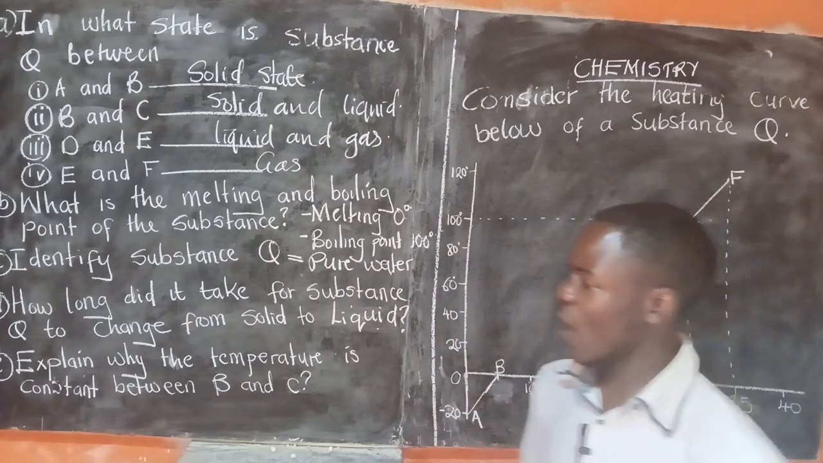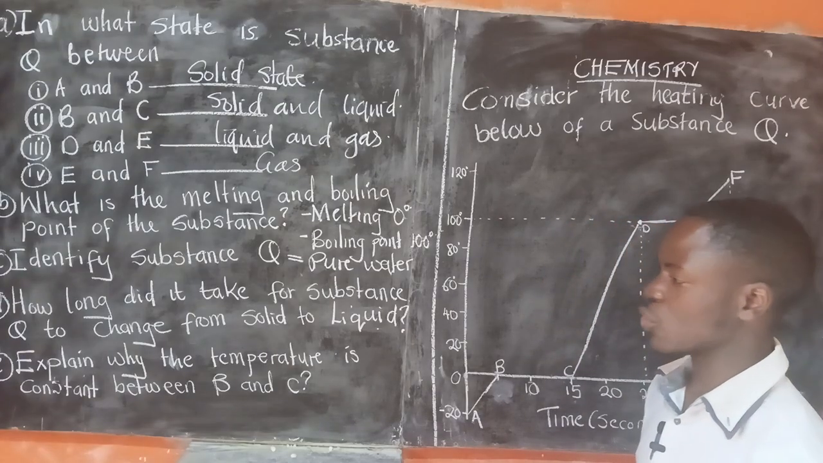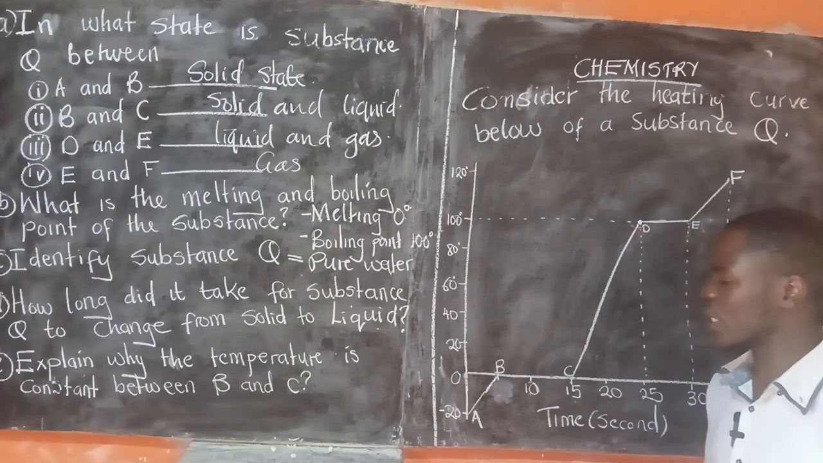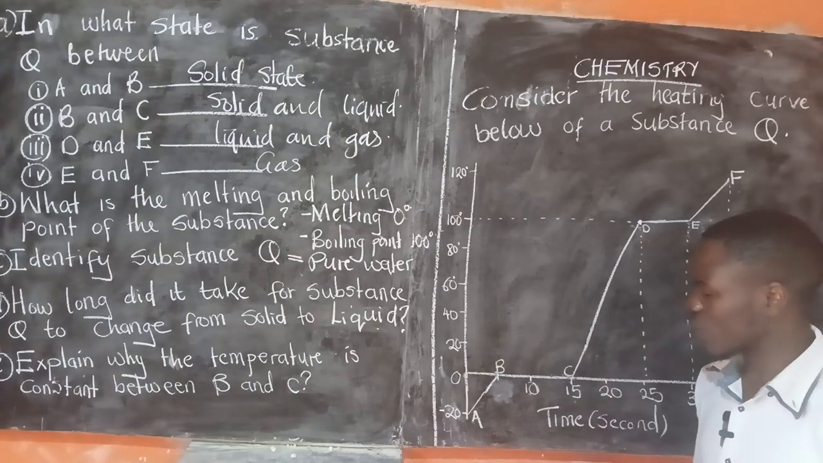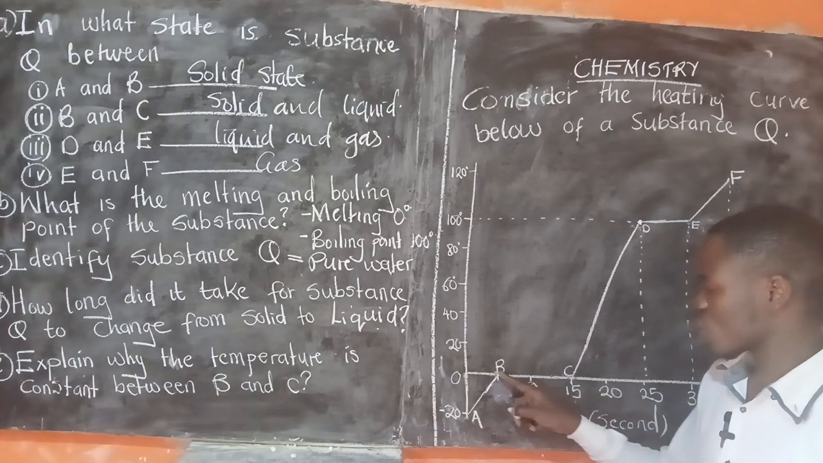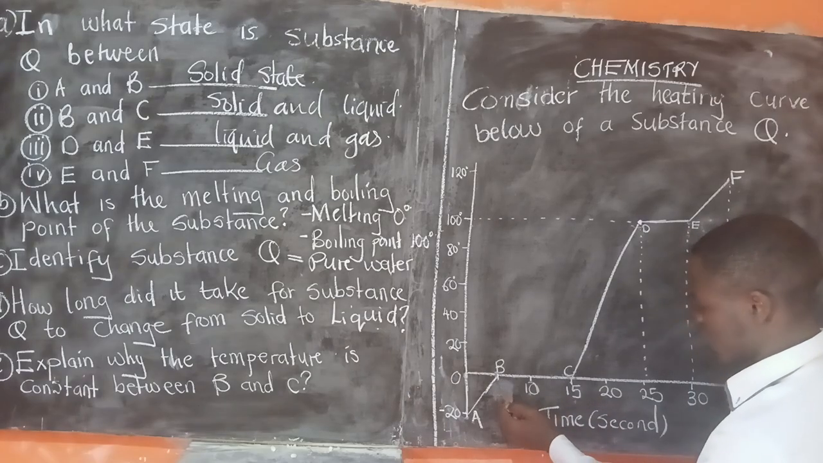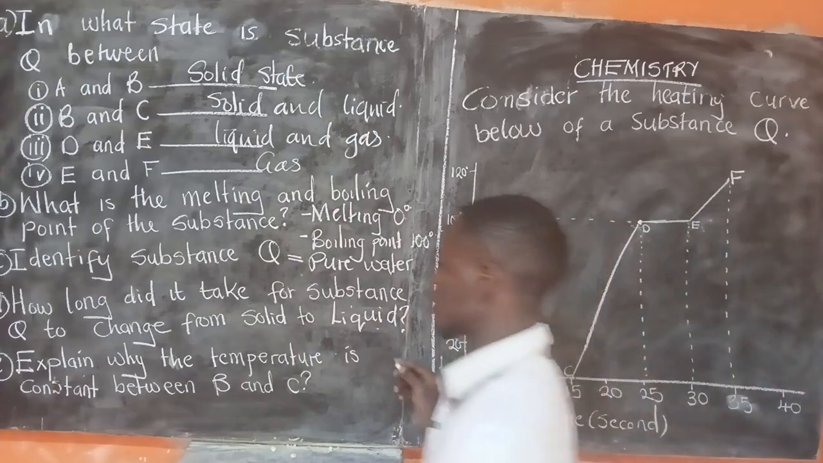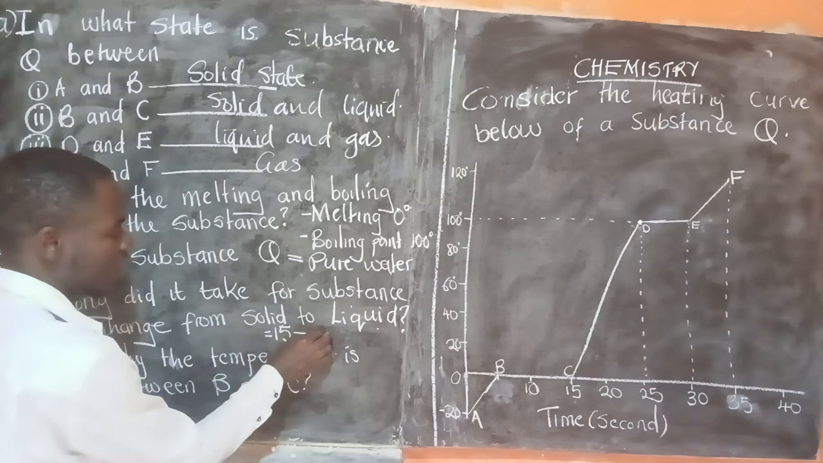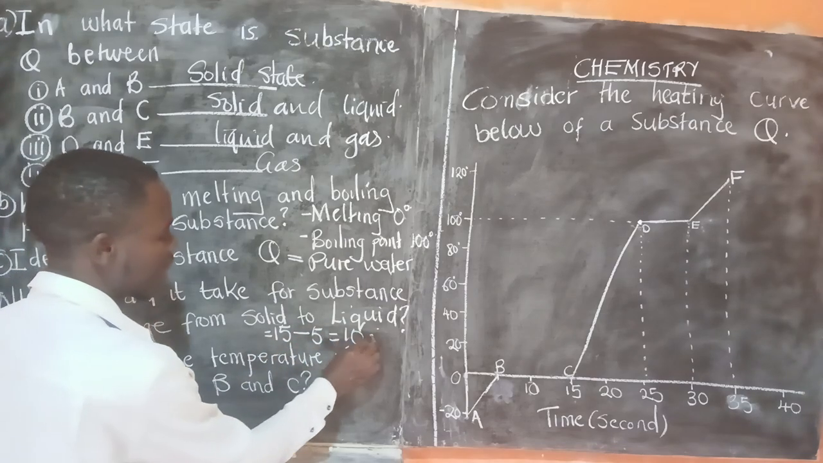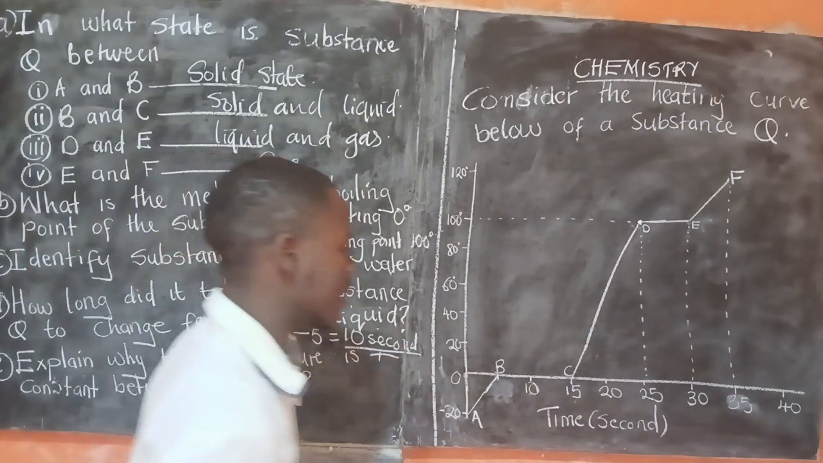So now here they're asking, how long did it take for substance Q to change from solid to liquid? From solid to liquid. So how long? What is the degree from solid to liquid? Here there is 15 and here there is 5, so we are going to say 15 seconds minus 5 seconds. The answer is 10 seconds. Okay, so that is the answer.